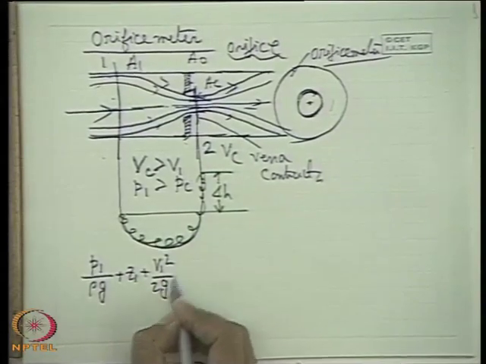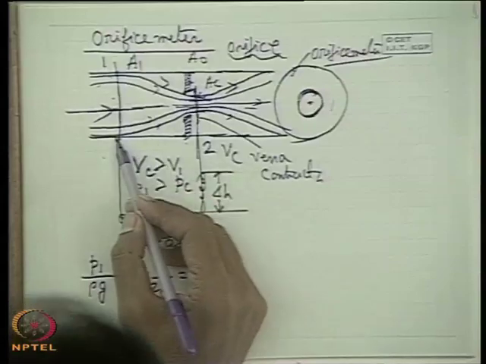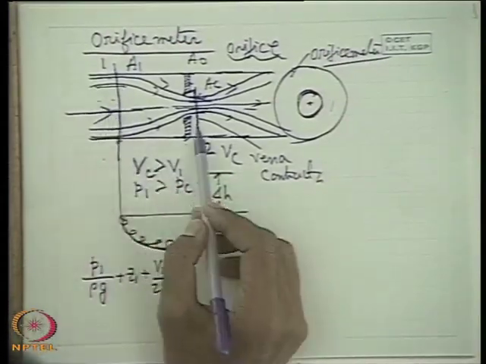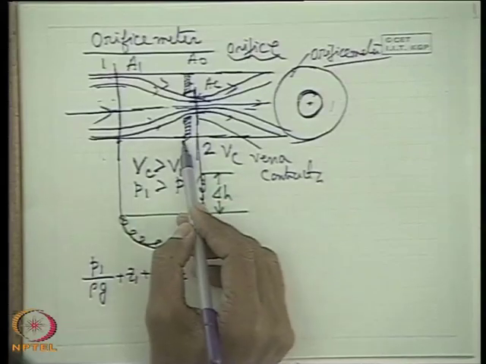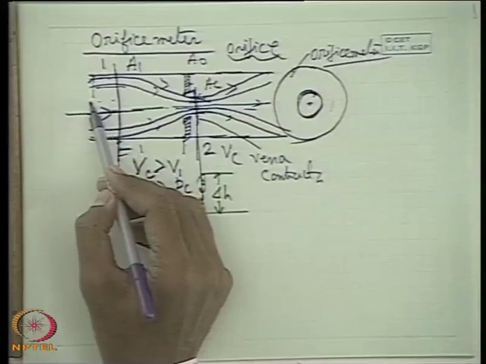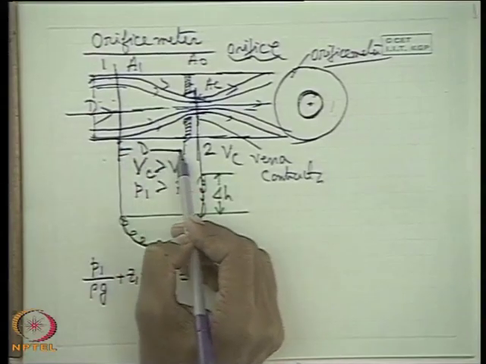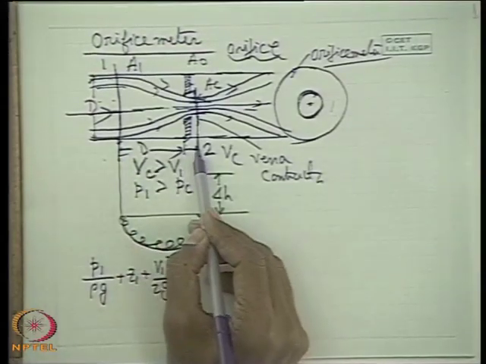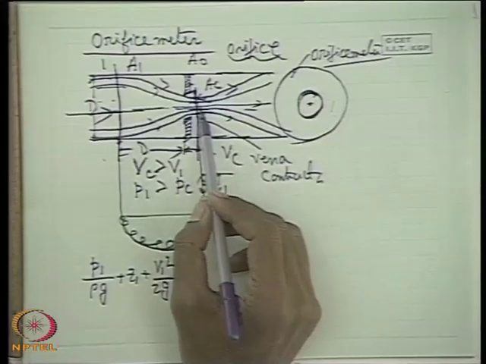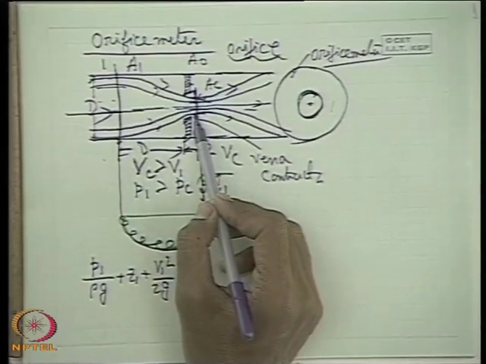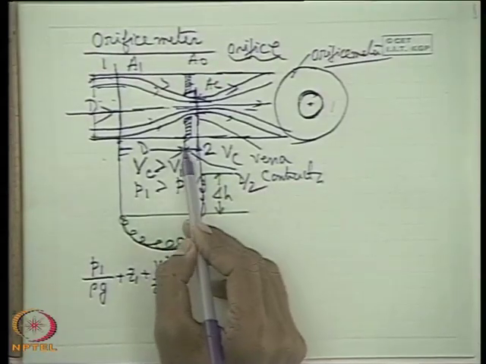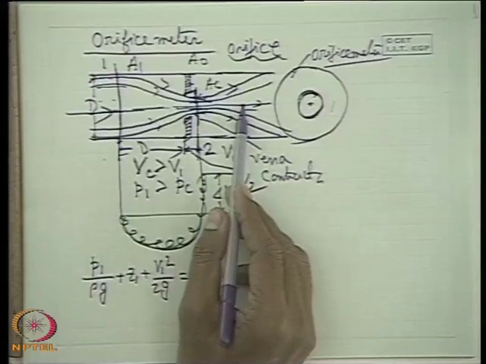Again, if there is an elevation head at 1 and 2, P1 by rho g plus Z1 plus V1 square by 2g is equal to, if I write, now one tapping is made at this upstream portion where the fluid flow is almost uniform. That means usually this is made one diameter upstream. If D is the diameter of the pipe, one diameter upstream from the orifice plate. And this should be made theoretically at the vena contracta section, but it is very difficult to realize the vena contracta section. Usually it is made at D by 2 distance downstream from the orifice plate. It should not be far away from the orifice plate.